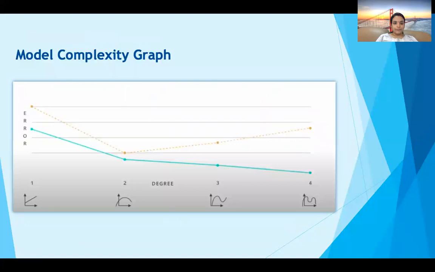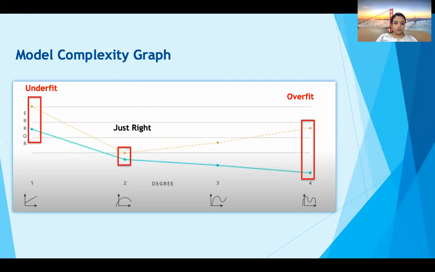Now let's see a clear picture of the model complexity graph, where these two curves are for the training set and training error, and this one is for the testing error. The x-axis represents the complexity of the model, starting from the linear model till the polynomial model of degree 4. On the left we have the underfit model, on the right we have the overfit model, and at the center, at degree 2, we have the just right, that is a perfect model here.